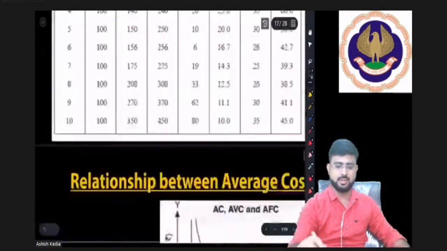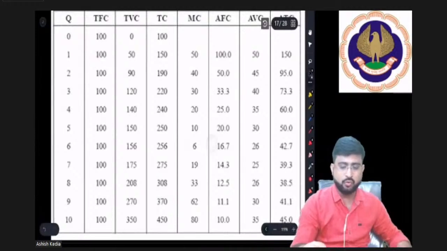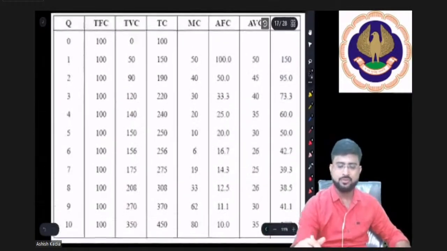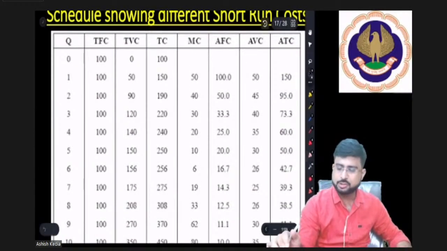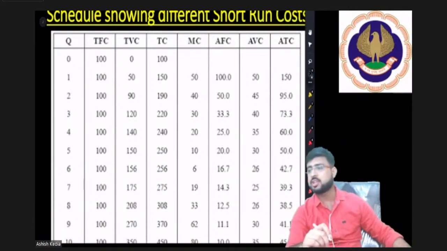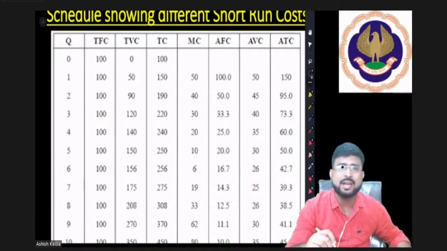Amazing. So, friends, now that it is clear, let's talk about averages. What are we talking about? We are talking about averages now.